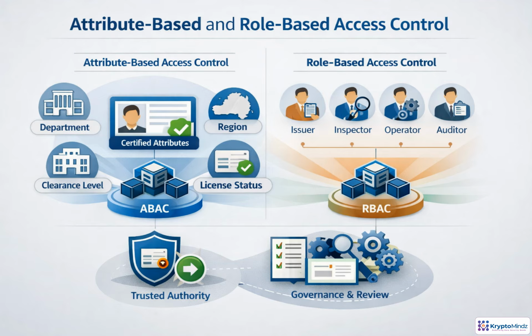RBAC and ABAC solve the same problem from different angles. RBAC asks, what role does this identity hold? An issuer or auditor receives permissions tied to that responsibility. ABAC asks, what certified facts are true about this identity? Department, region, clearance, or license status can drive finer decisions in chaincode. Use trusted certificate authorities for attributes, and treat both models as governance policies that must be documented, tested, and reviewed.